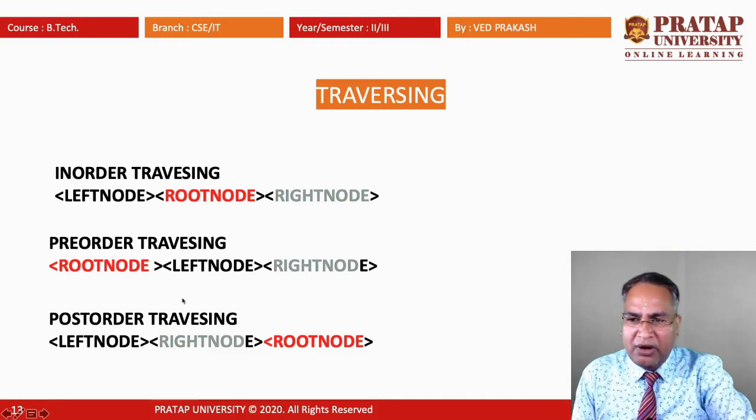Similarly in pre-order processing, we first process the root, then the left node, then the right node. And in post-order traversing, we first process the left node, then the right node and then the root node. So this is the order of processing and traversing the nodes, and according to this traversing mechanism their names are in-order, pre-order and post-order.